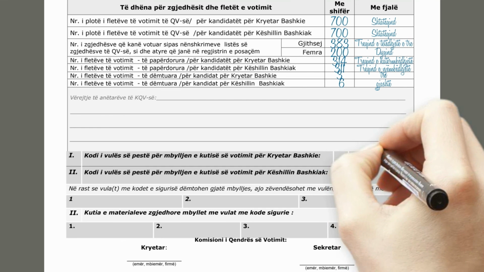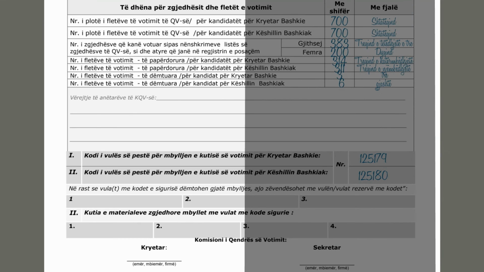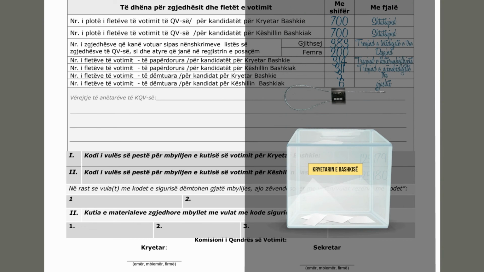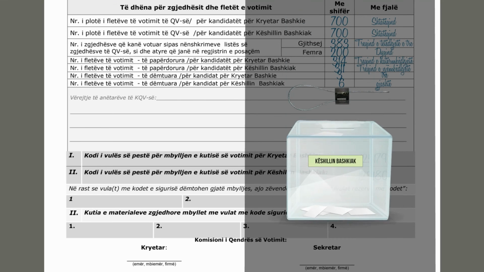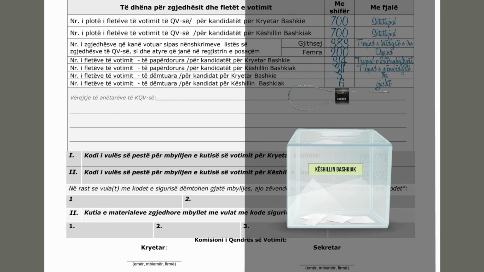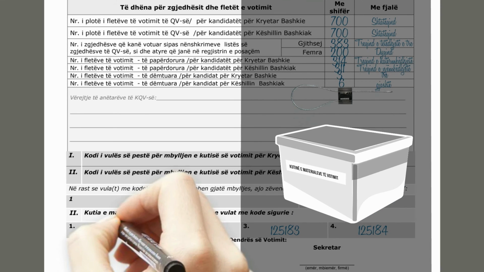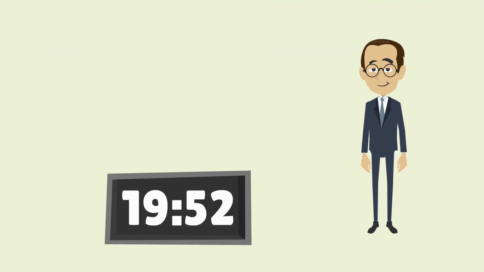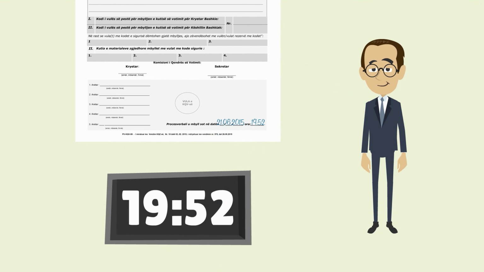The Secretary of the VC Commission, in the record of closing and in the meeting book, notes the following: the number of the 5th security code to be used to close the ballot box for the mayor, the number of the 5th security code to be used to close the ballot box for the municipal council, and the 4 numbers of the security codes to be used to close the box of voting materials. When these actions are done, the Secretary marks the exact time of closing this whole process in the record of closing of polls PV KQV 08.